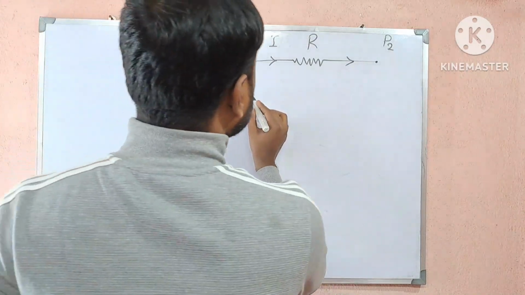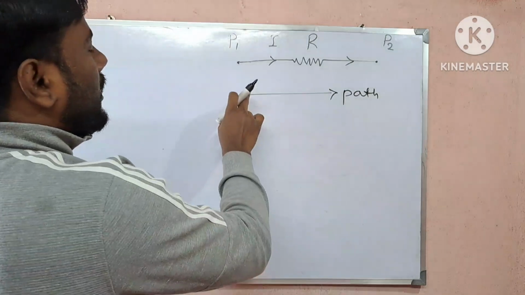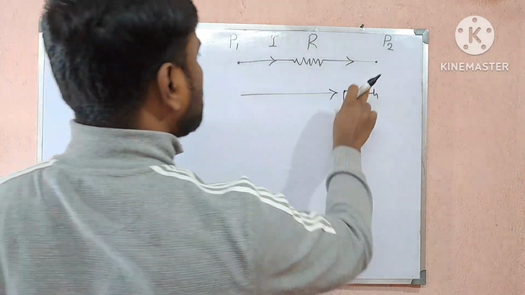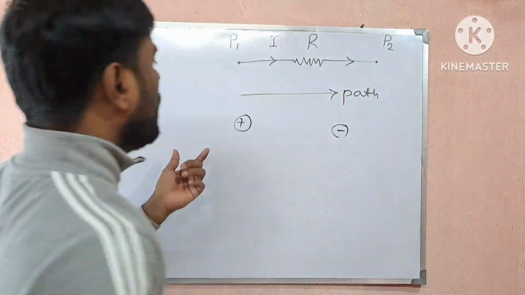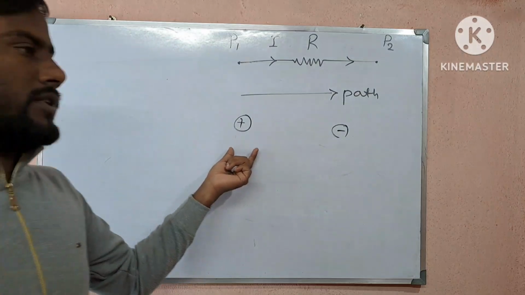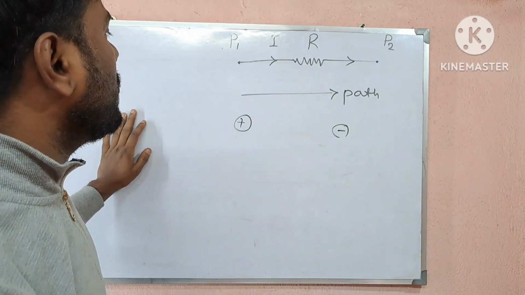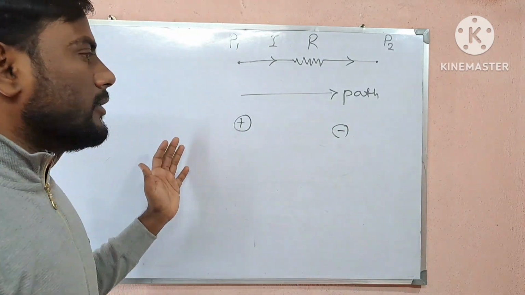So in this case, if we choose the path in this direction, that means the path is moving from higher potential to lower potential. That means from positive to negative, because in physics we basically use positive sign to represent higher potential and negative to represent lower potential. So here we are moving from higher potential to lower potential. That means we are losing value.